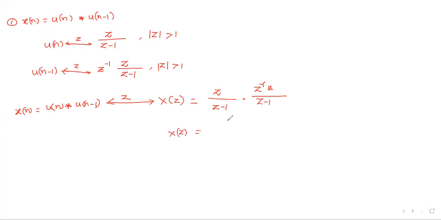X of z is equal to z by z minus 1 whole square. So somewhere we saw this type of form, where we saw that n into u of n, both are the same, z by z minus 1 whole square only. So now what is the ROC? Mod z is greater than 1. This is the resultant ROC. Now we will see one more numerical.